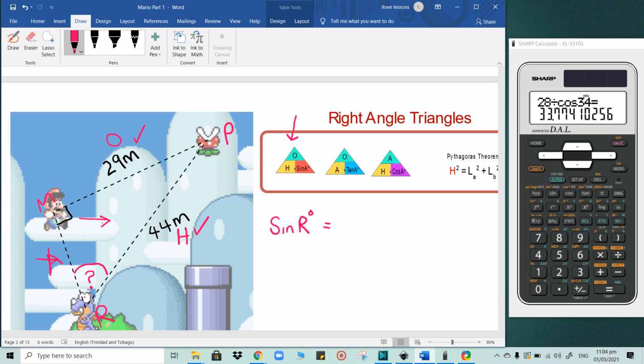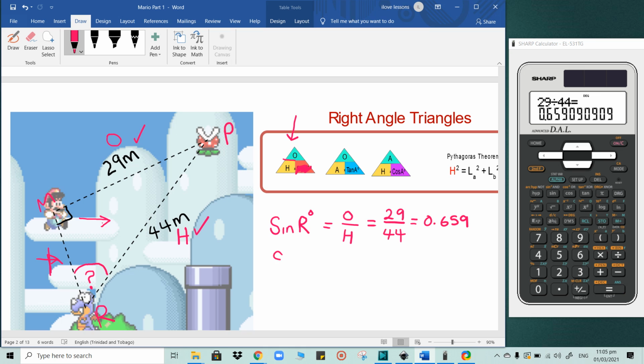Now, whatever we block, I'm going to scrape it. I'm just going to cross it out there. When we block the sine R, we are left with opposite, and this is a divide sign here. Opposite divided by hypotenuse. Let's plug in the values here. What's the length of the opposite side? The opposite side is 29 and the hypotenuse is 44. Let's divide this. 29 divided by 44. This will give us, well, I'm going to go to 3 decimal places, 0.659. That's a pretty easy call.